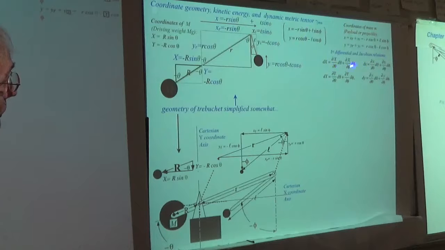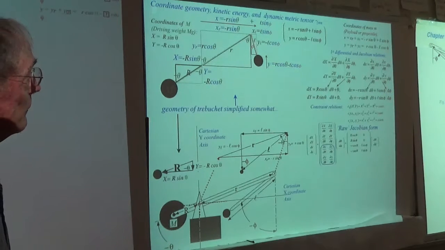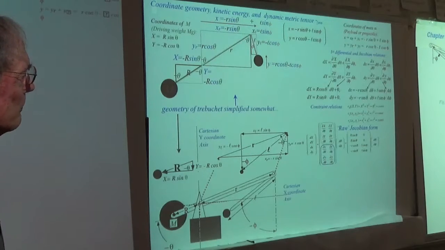Okay, so taking the differentials of that gives us the partial derivatives, which are the coefficients here with respect to the big X, and here with respect to the little x, and then the little y, which are the coordinates of this mass right here, relative to the origin of the trebuchet. So that's what we get right there. That's our differential relations.